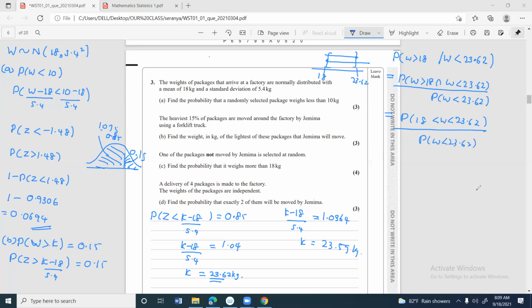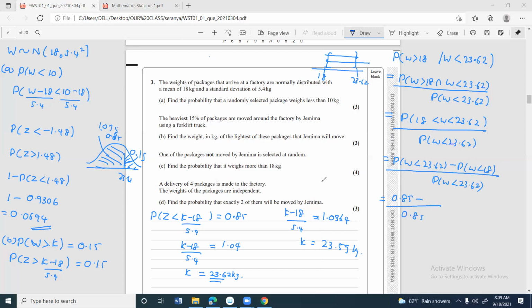Now, how to do this question? We know this is the probability of W less than 23.62 minus the probability of W less than 18. If you want the intermediate region, from the greater region you subtract the lesser region, divided by the probability of W less than 23.62. We already found that answer, which is 0.85.